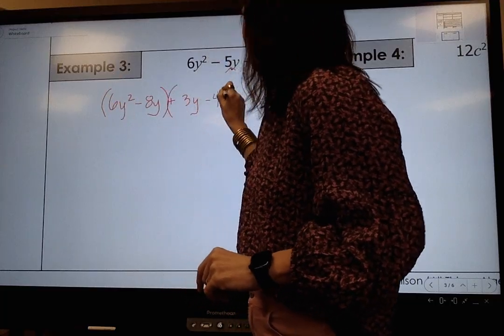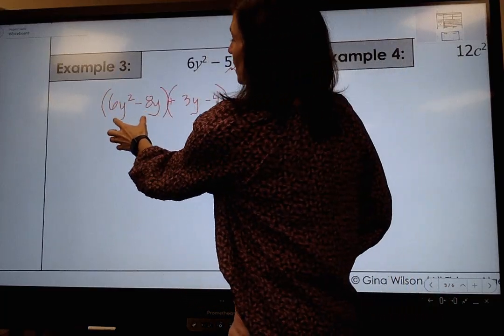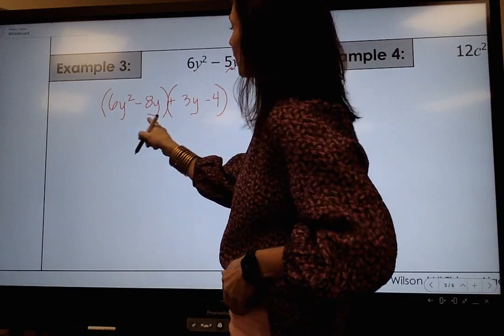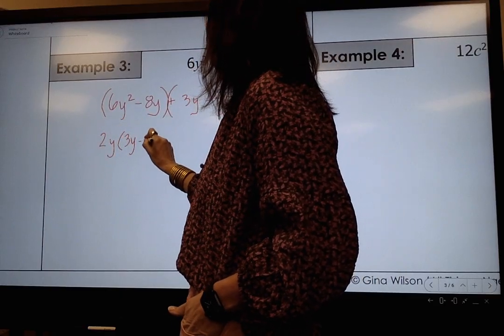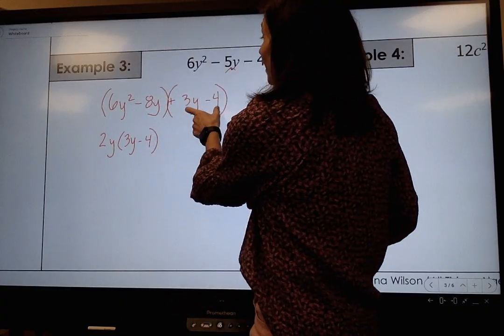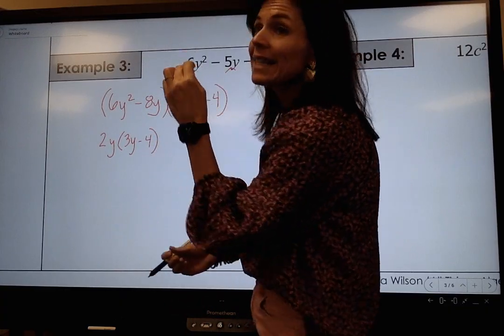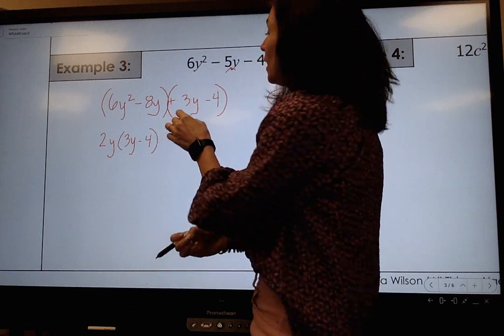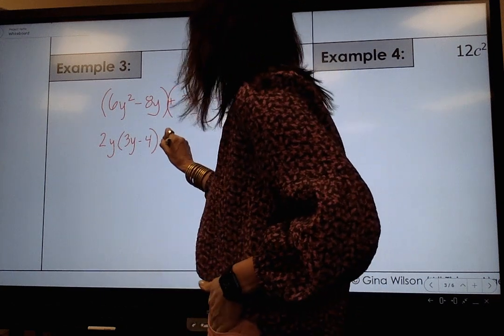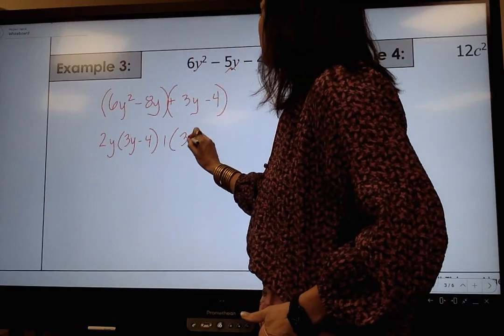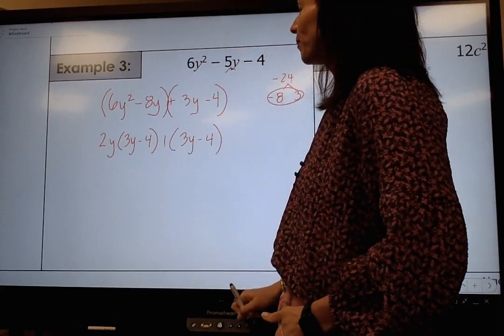And now I just take my GCF. So the GCF of the binomial is a 2y, and I'm left with 3y minus 4. And look, that's 3y minus 4. I still have to take the GCF out. And what's the GCF of 3y minus 4? 1. So I have to take a 1 out, and I'm left with 3y minus 4.